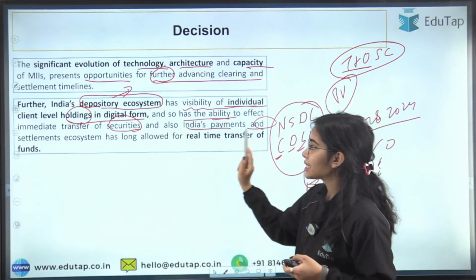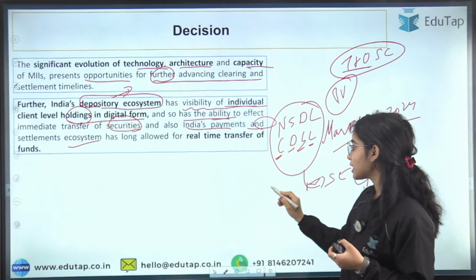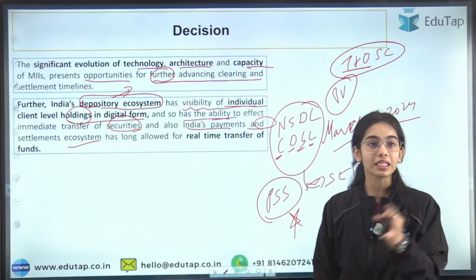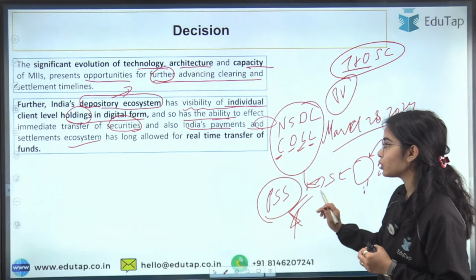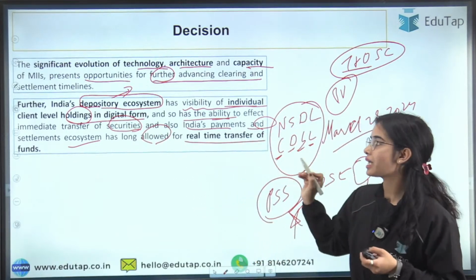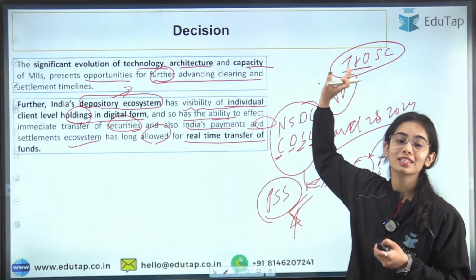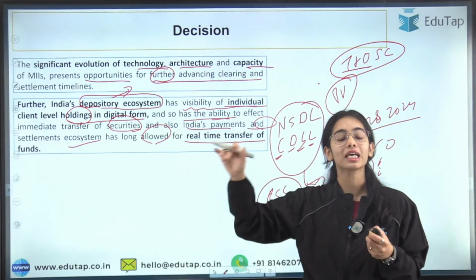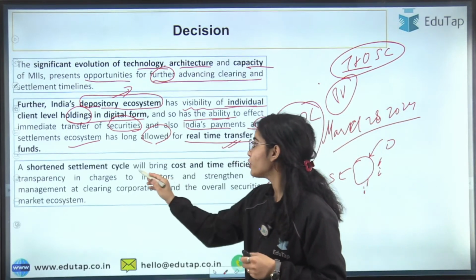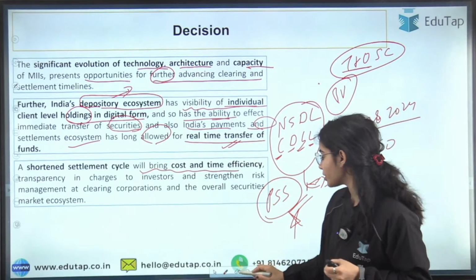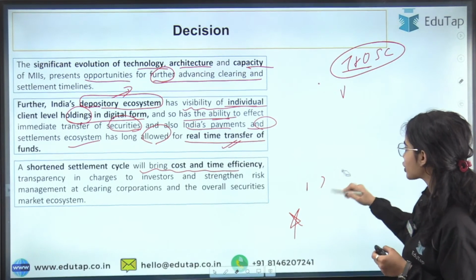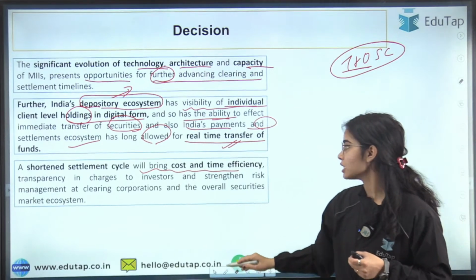Also, India's payments and settlement ecosystem has become very fast, with RTGS, NEFT, real-time settlements, and UPI, which have long allowed real-time transfer of funds. So now the securities that were taking one extra day for settlement can also be settled on the same day, on a real-time basis. A shortened settlement cycle will bring cost and time efficiency. Time will be reduced, and the initiation and the settlement of the transaction can happen on the same day.